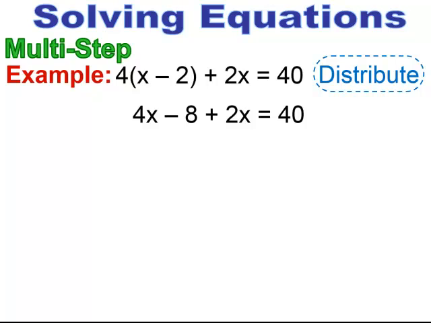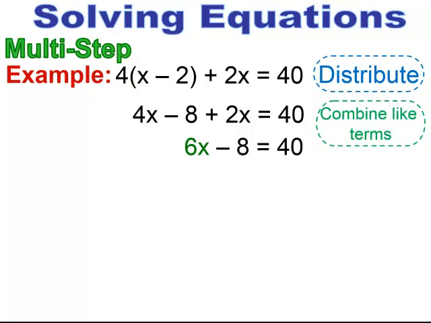4 times x is 4x. 4 times 2 is 8. So I end up with 4x minus 8 plus 2x equals 40. Now, I don't want to start moving yet because I have a little bit of a mess, so I want to combine like terms first. And they're like terms because they're on the same side of the equal sign. So I'm simply going to add or subtract the coefficients. So I have 4x plus 2x will give me 6x minus 8 equals 40.